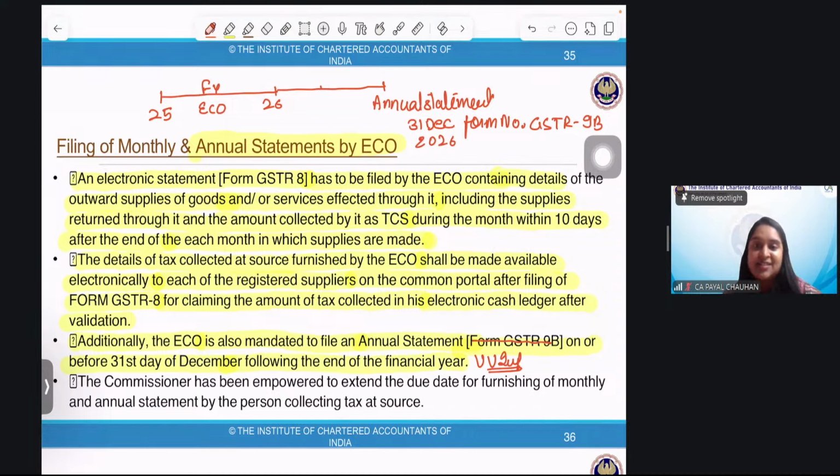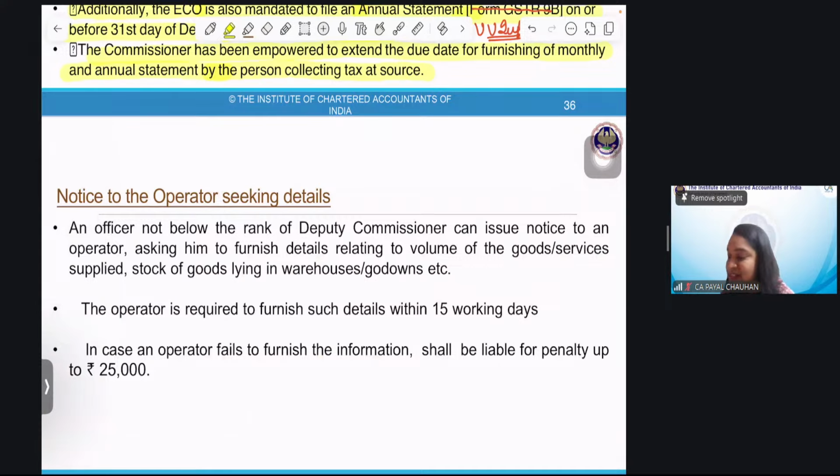Did you people understand? Right? Notice to the operator seeking details. An officer not below the rank of deputy commissioner can issue a notice to an operator asking him to furnish details related to the volume of goods and services supplied, stock of goods lying in the warehouse, godown, etc. We had a talk also. These e-commerce operators have a small warehouse in a nearby area in order to have good logistics to supply you goods and services in a timely manner.